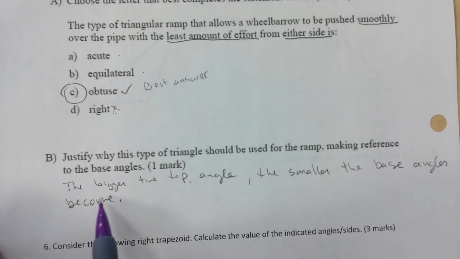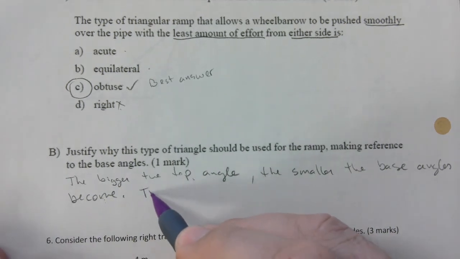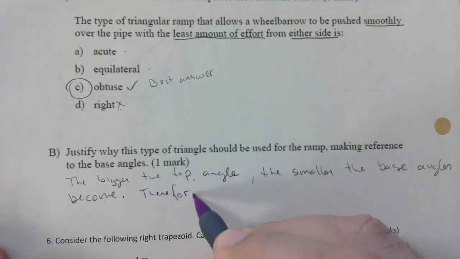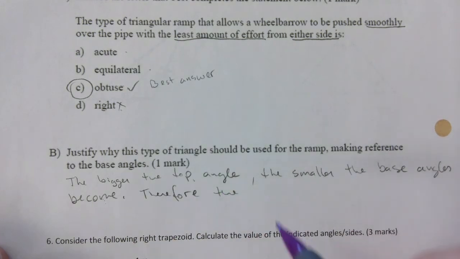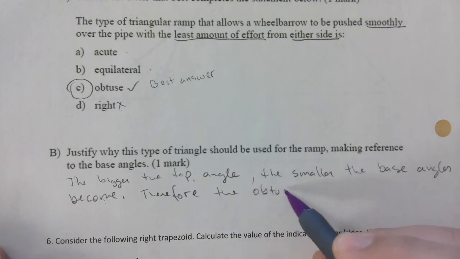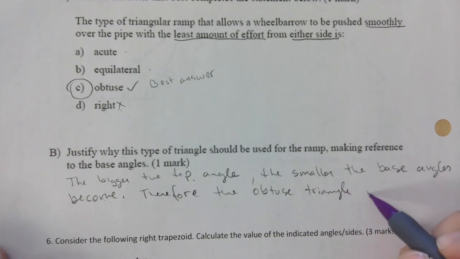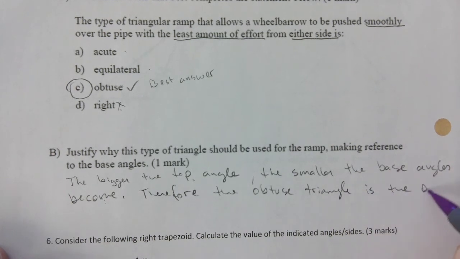So therefore, you don't have to do this part, by the way. What I wrote earlier is good enough. Therefore, the obtuse triangle is the best option.